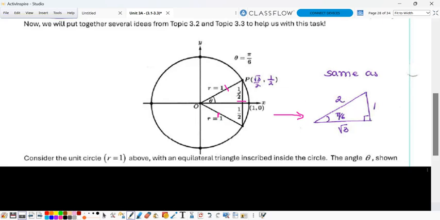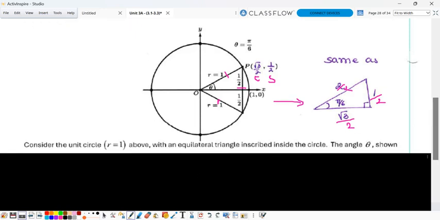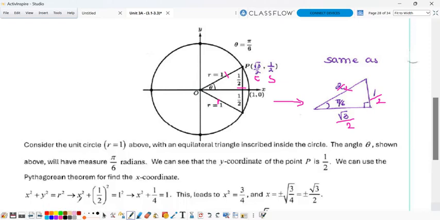Now remember, we are going to put this triangle inside the circle. So that means you have to divide everything by 2. And that makes your horizontal coordinate, which is the larger one, root 3 over 2, which means cosine pi over 6 is root 3 over 2. Sine pi over 6 is 1/2.